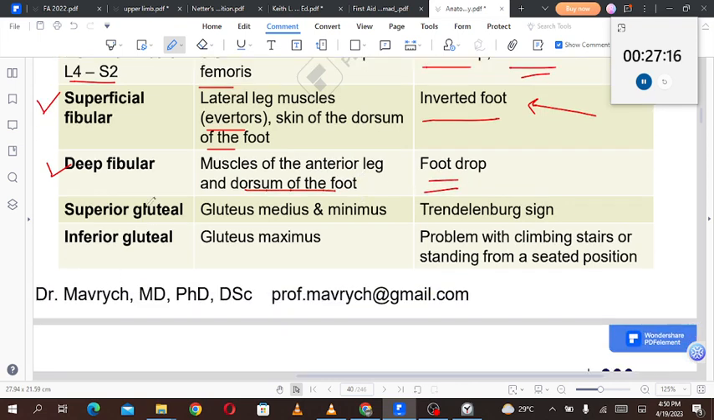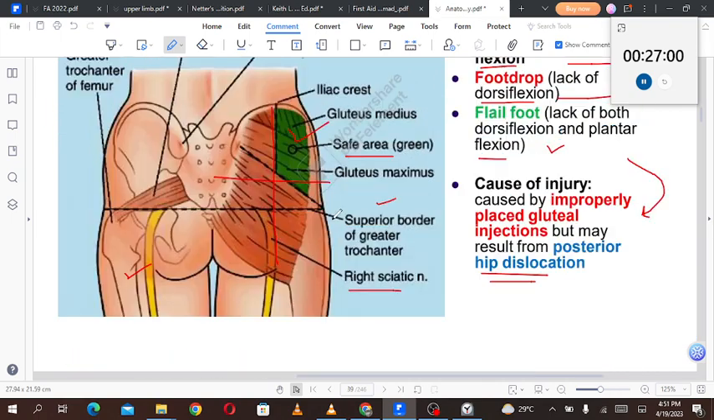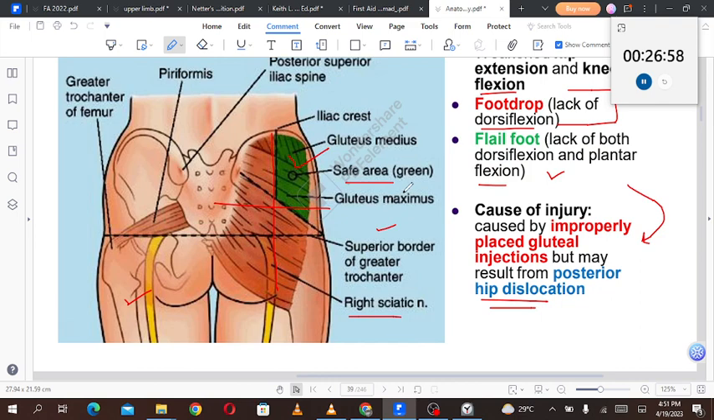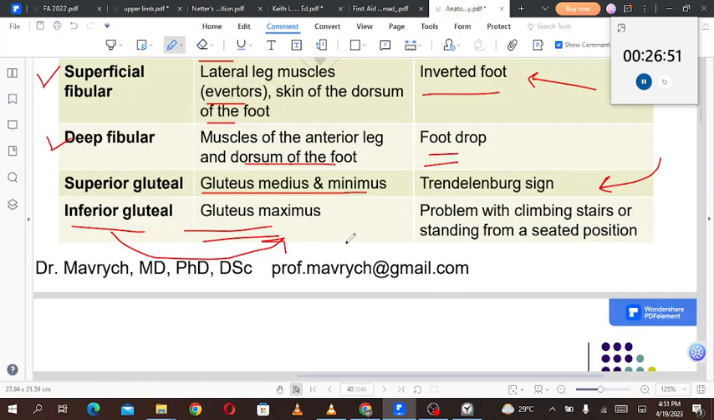Superior gluteal nerve, that is supplying the gluteus medius and minimus, and if that is damaged, we find the Trendelenburg sign, which we'll see in the next page. And inferior gluteal nerve is supplying the gluteus maximus. So this is a confusing point, that inferior gluteal is supplying the gluteus maximus and superior gluteal is supplying the gluteus medius and minimus. I can show the picture of that. So gluteus maximus is like over here, medius is there, and then we have minimus somewhere. So okay, inferior gluteal nerve is supplying the gluteus maximus.